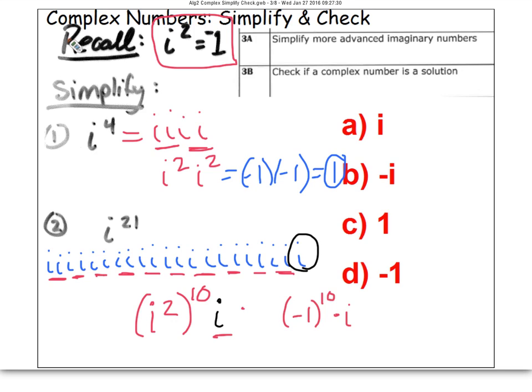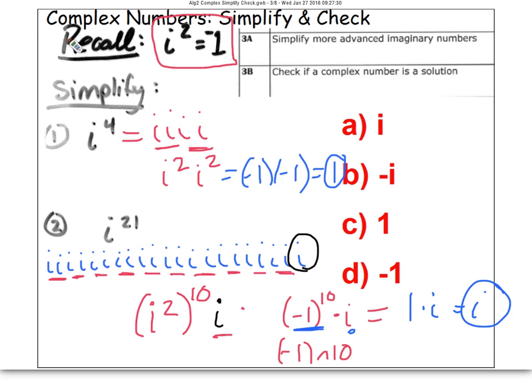If on your calculator you do -1 times itself 10 times, or you type -1 in parentheses, caret 10, you're going to get the number 1 back. So -1 to the 10th power is the number 1. Don't forget we have an i sitting out there. 1 times i is just i.